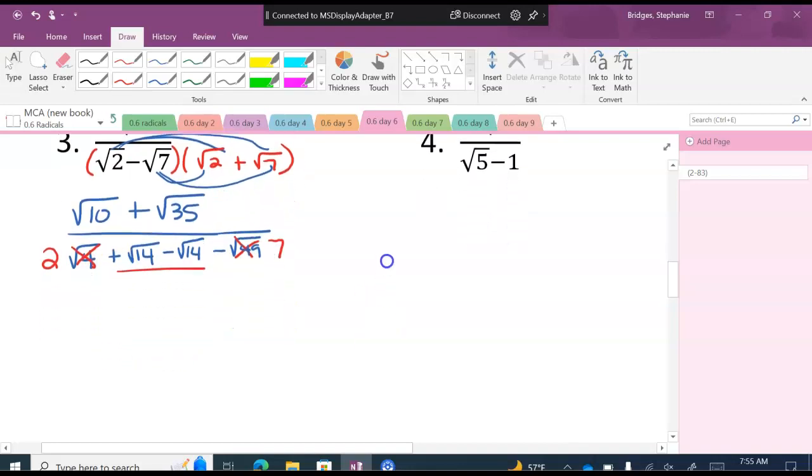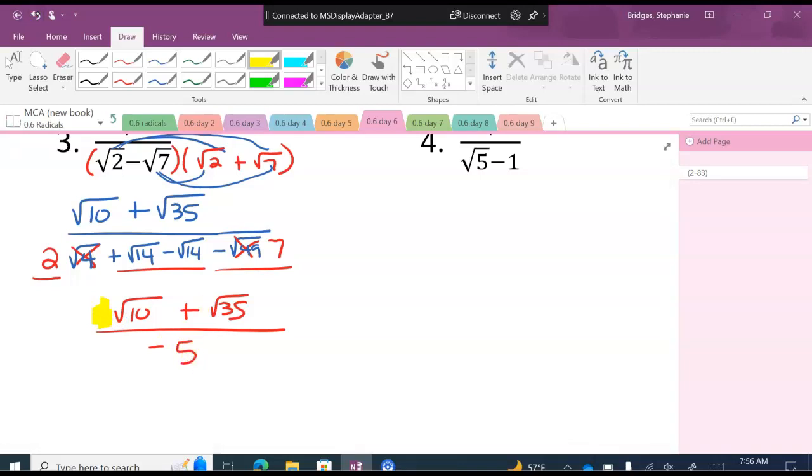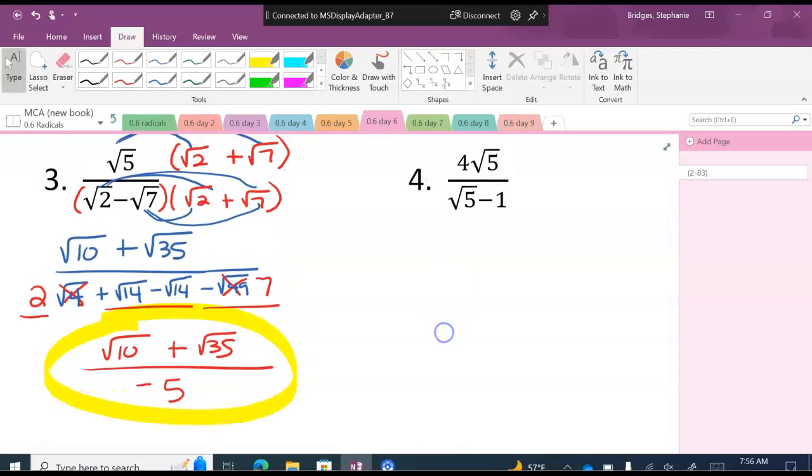What do those middle terms do? Cancel. So at the top, we have the square root of 10 plus the square root of 35. At the bottom, we have 2 minus 7, which gives me a negative 5. Can any of that simplify? No, because the numbers in front of my radicals are just 1 and 1, and my denominator is 5. I cannot simplify anything there. Does 10 or 35 have a perfect square in it that I could simplify a little further? No. So we can leave our answer just like that. Is everybody okay with that one?